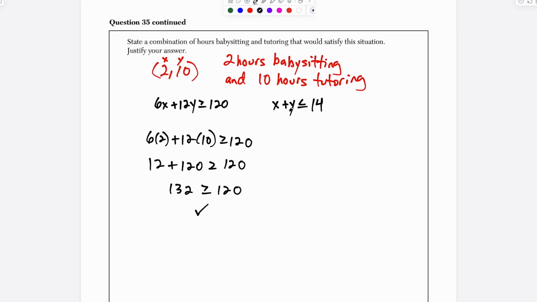And now next we plug into the second inequality. So we have x equals 2 plus y equals 10. And this should be less than or equal to 14. And this gives us 12 is less than or equal to 14, which checks out. So since the point satisfies both inequalities, this combination here does work.